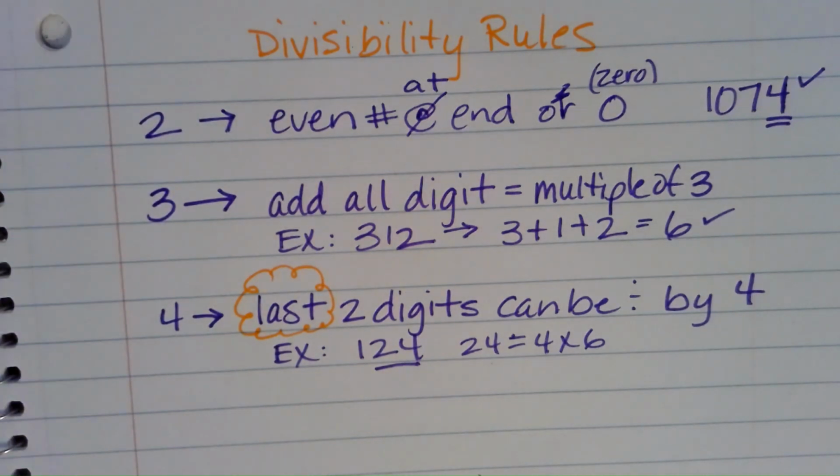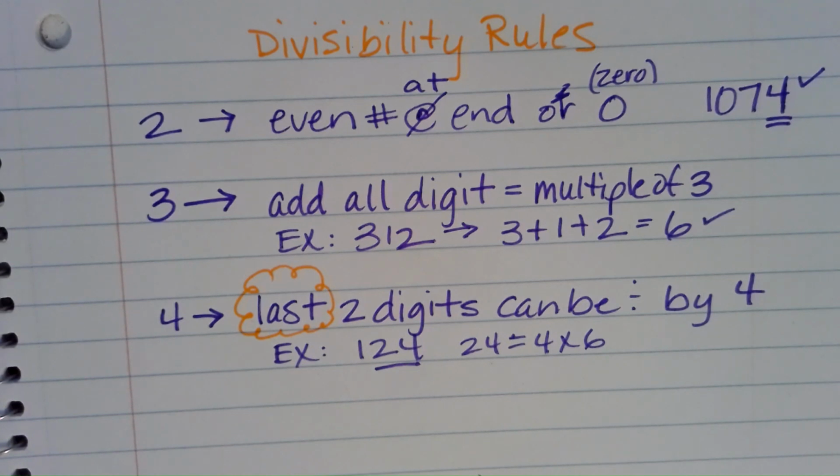So if the last two digits can be divided by 4, then the number can. Now imagine if this was a 6-digit number, right? We don't want to divide 4 into that. If we can just look at the last two digits, it will help us. Okay, we good?